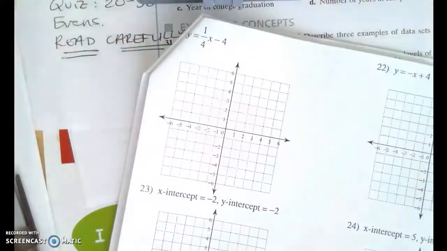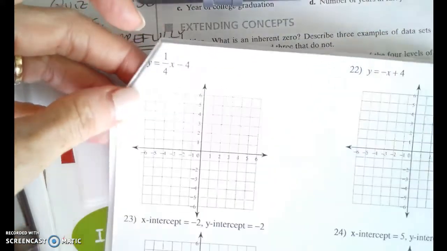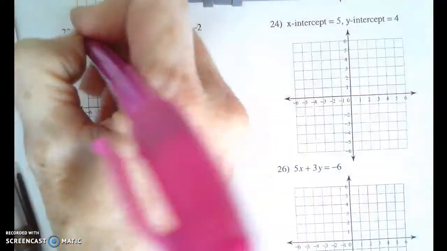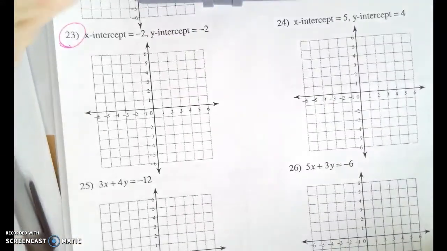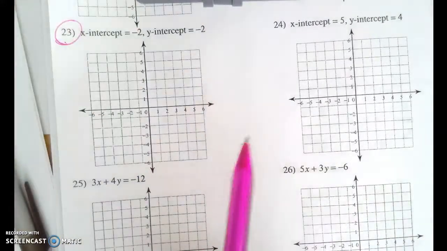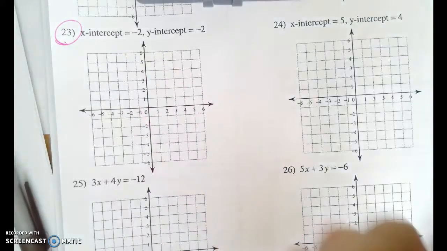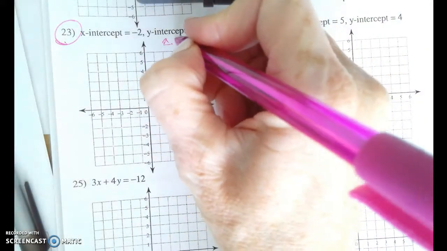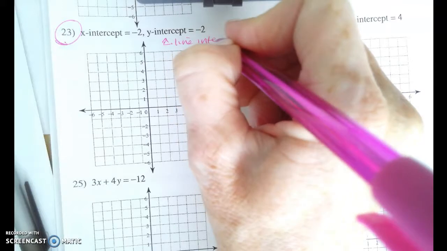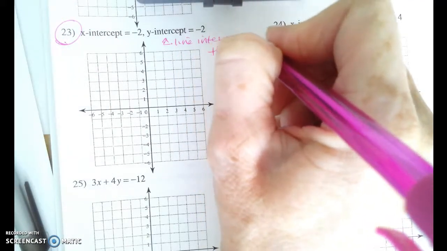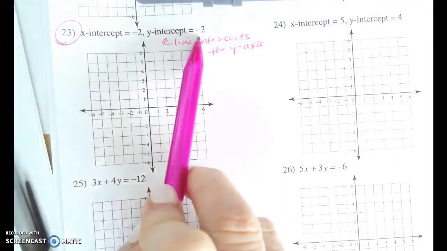Let's go to the next page, and let's look at a different sort of example. Okay, we'll look at number 23. Okay, so number 23, we have a different set of information here. We have the y-intercept, which we know is where the line intersects the y-axis. Okay, so that's -2.